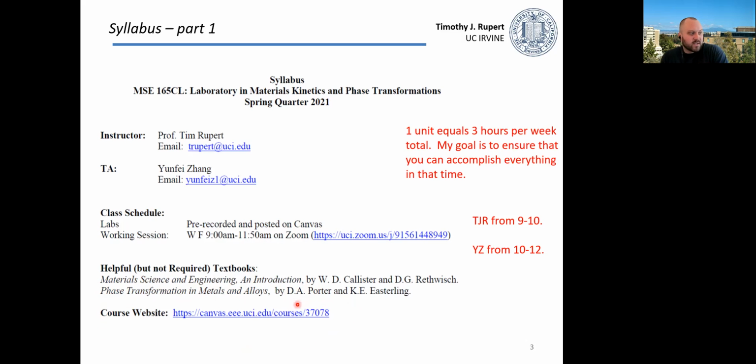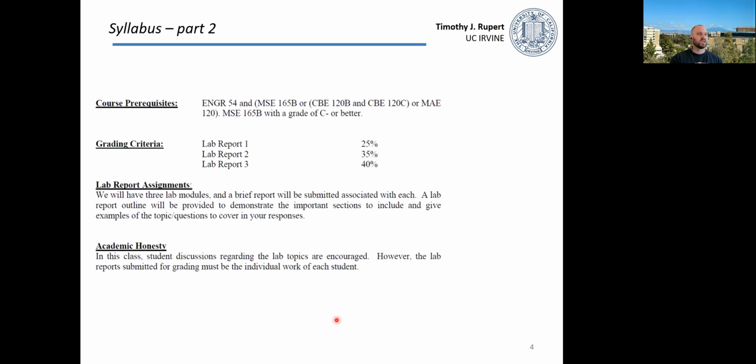So the course website is listed here as well. It's on the syllabus. You should be able to get it through Canvas associated with your UCI Net ID as well. We always are supposed to list the prerequisites. I'm guessing everyone has taken E54 and then some combination of these other courses.